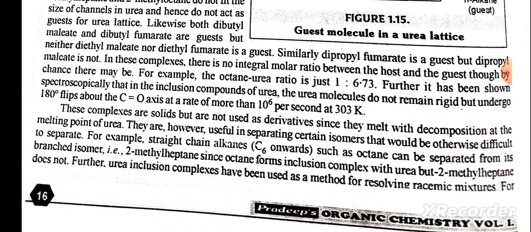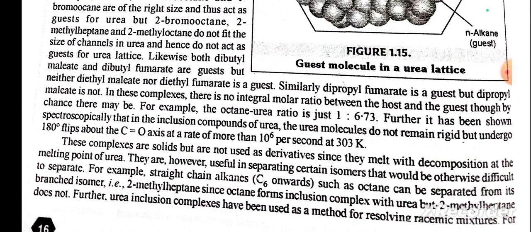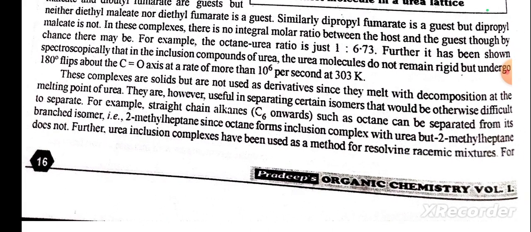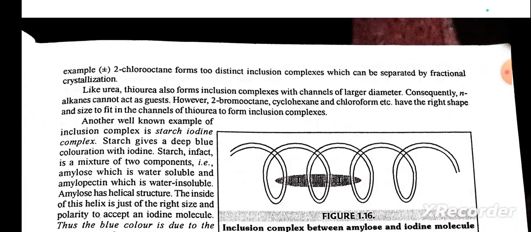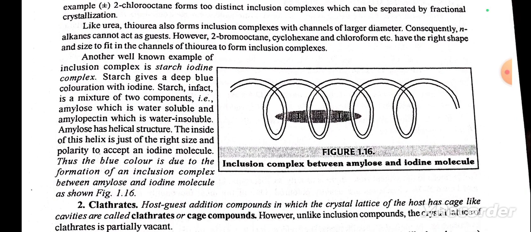For example, the straight chain C6-octane can be separated from its branched isomer, and the 2-methyl cyclohexane from the exclusion compound with the help of urea, while 2-methyl heptane does not. And further, the urea exclusion complex has been used as a method for resolving the racemic mixture. For example, 2-chloro octane forms the exclusion complex, which can be separated by crystallization.